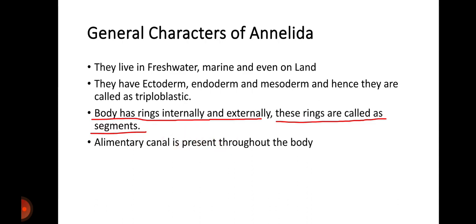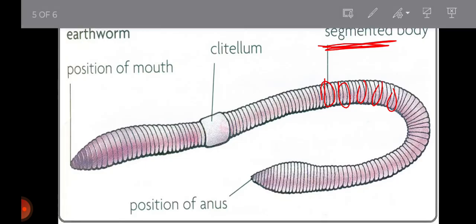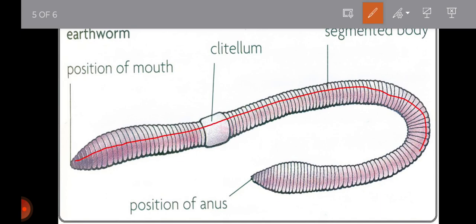And what do we have next? The alimentary canal is present throughout the body. We all know the alimentary canal, right? The alimentary canal starts from the mouth and ends at the anus. So the alimentary canal is complete and is present throughout the body.